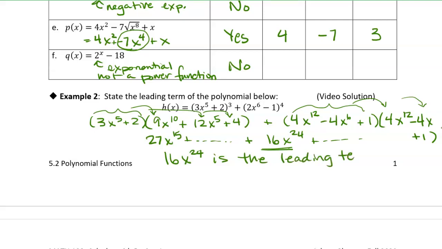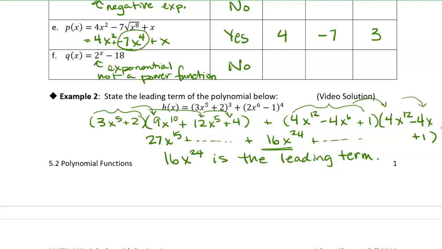All right, so what I was trying to demonstrate here is that you don't have to go through all of the work to expand that expression if you're just interested in what the leading term is. So that's kind of a shortcut way to do that.